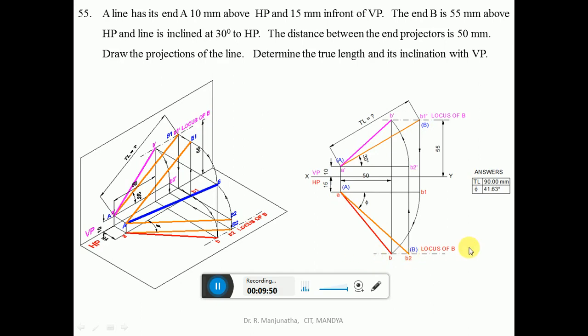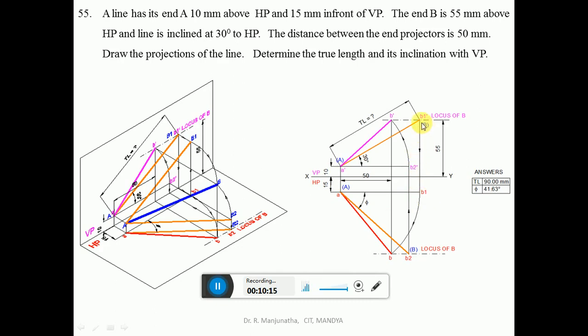And since we know the distance between the end projectors, you draw and you are going to get this. This is one way. But the other way is, we know this is the true length in VP. Since it is the true length in VP, you have to make the line parallel to VP. So how to make that line parallel to VP? A is 15 mm in front of VP. So B1 should also be in front of VP by 15 mm.